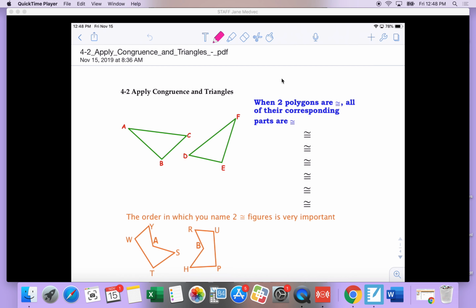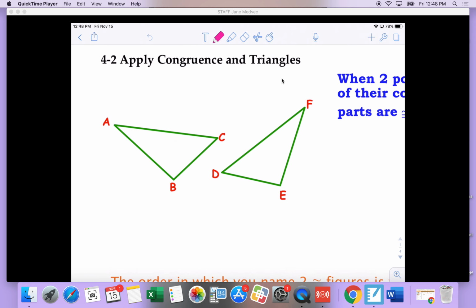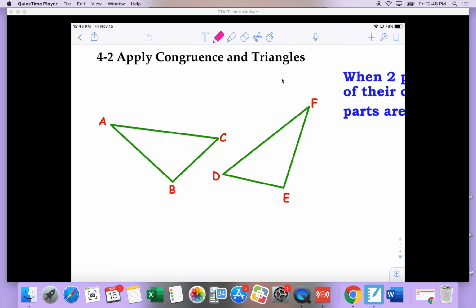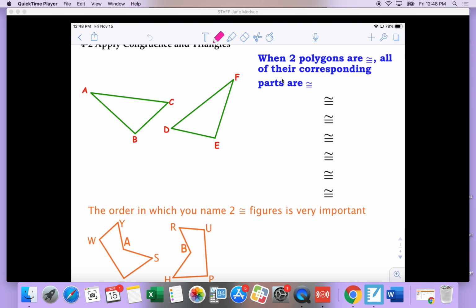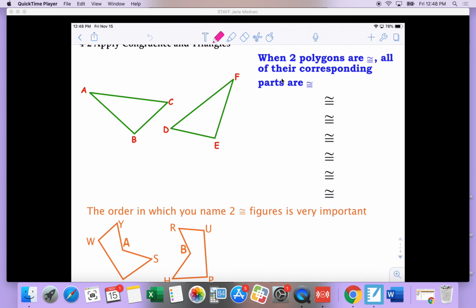New Chapter 4, Section 2, we're going to be looking at applying congruence and triangles. And so when we take a look at the first example, it says when two polygons are congruent, all of their corresponding parts are also congruent. And so this is kind of what it looks like. Make sure you mark your triangles the way I'm marking my triangles, okay? It's just going to help for understanding.